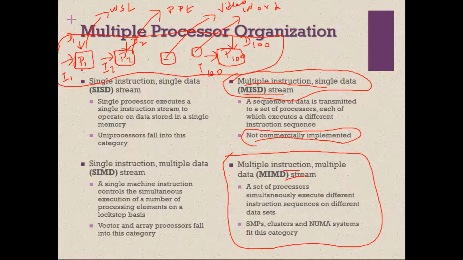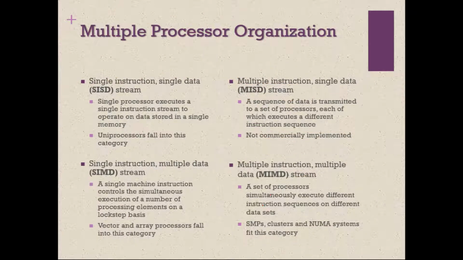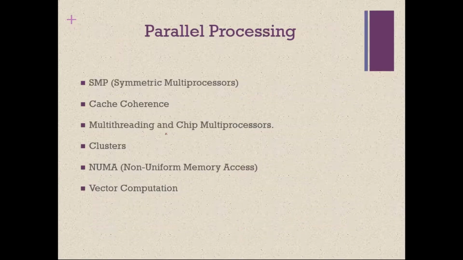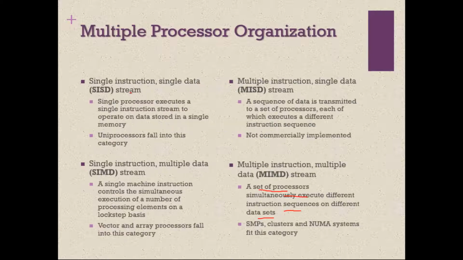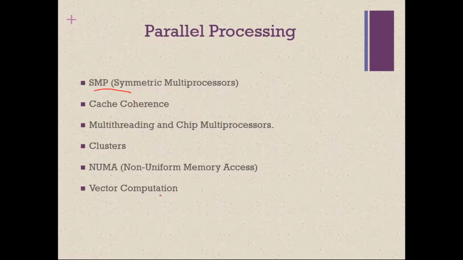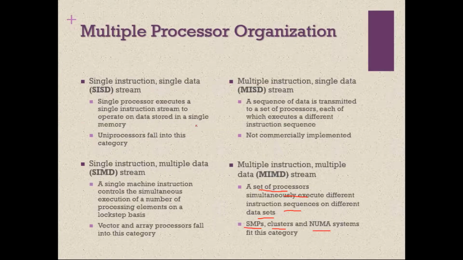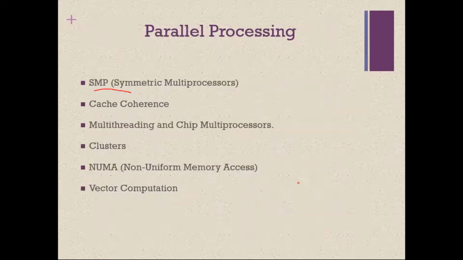Of course, all these processors will execute different instructions, and they will work on different data. Such a system is called MIMD, multiple instruction stream and multiple data stream. A set of processors simultaneously execute different instruction sequences on different data sets. We have now discussed SMP, symmetric multiprocessor. In MIMD there are two types: one is SMP, and there are clusters and also NUMA. Most of what we are going to discuss in this chapter comes under this heading, MIMD, multiple instruction and multiple data stream.